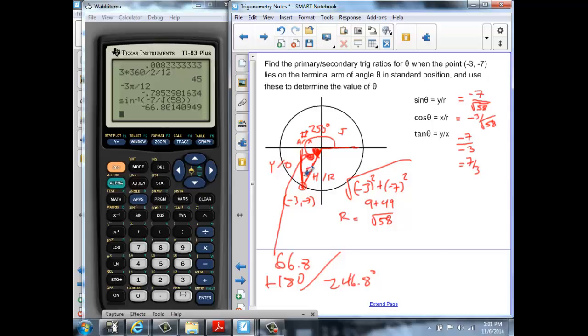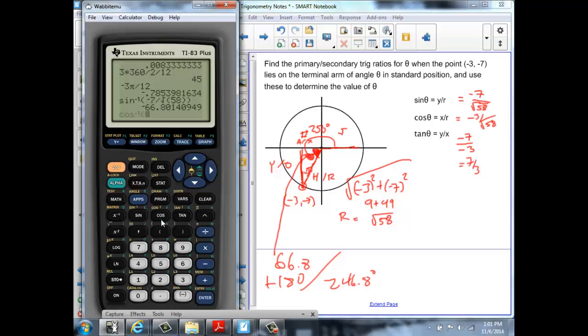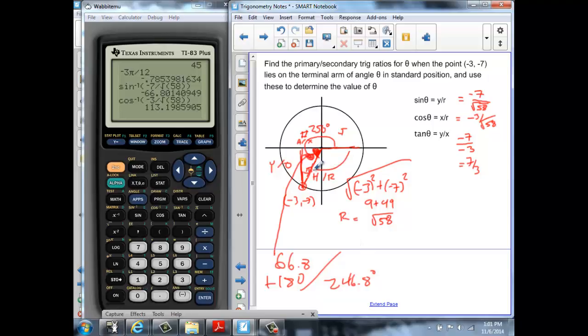Let's say we did this for cosine then. If you inversed cosine negative 3 over root 58, you're going to get 113.19. That doesn't make sense. Here's where that 113.19 is. That would actually be right here. This is 113.19. It's actually going the wrong way for us.